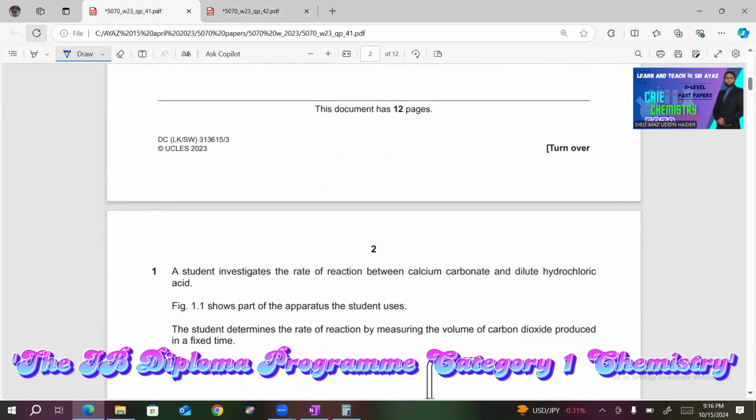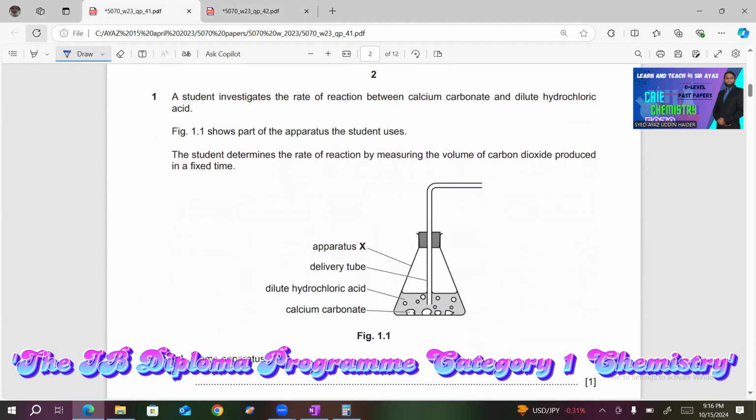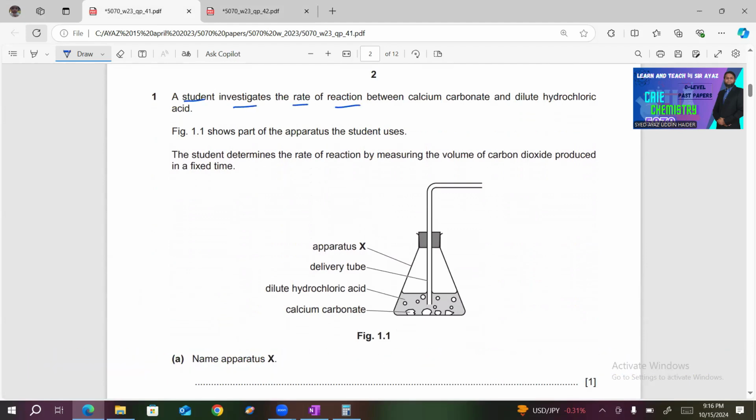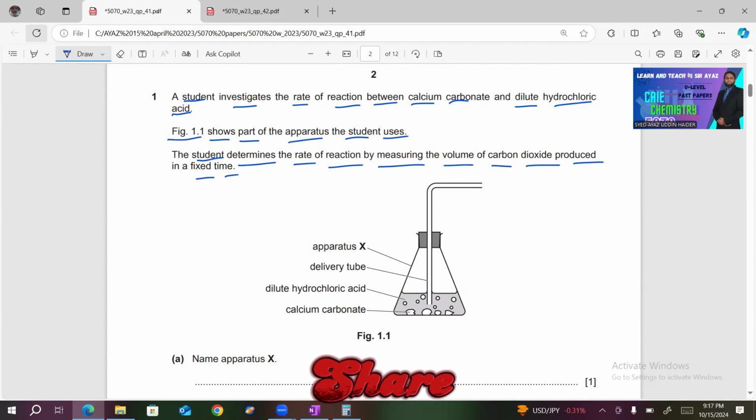Here's question number 1. Student investigates the rate of reaction between calcium carbonate and dilute hydrochloric acid. Figure 1.1 shows part of the apparatus the student uses. The student determines the rate of reaction by measuring the volume of carbon dioxide produced in a fixed time. So here's figure 1.1 with apparatus X, delivery tube, dilute hydrochloric acid, and calcium carbonate.